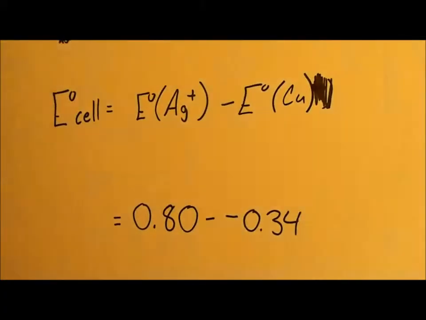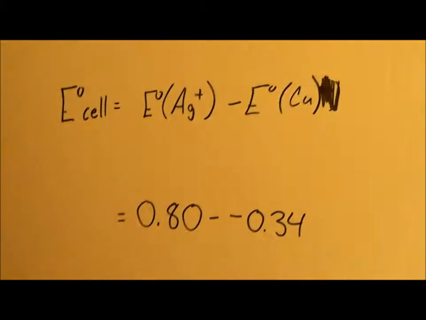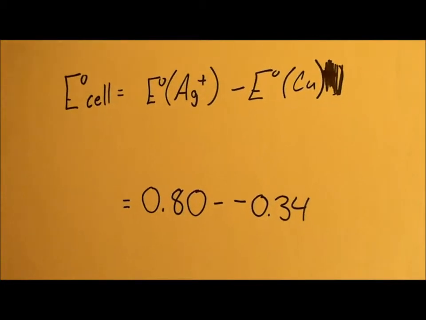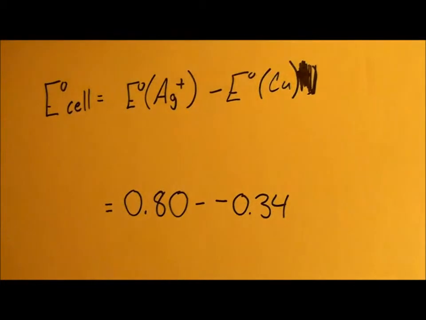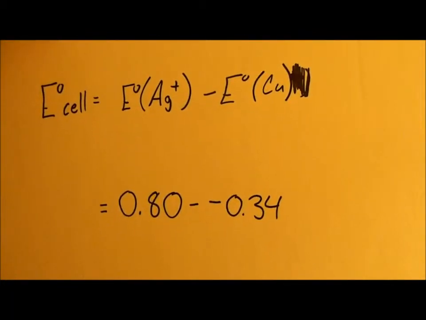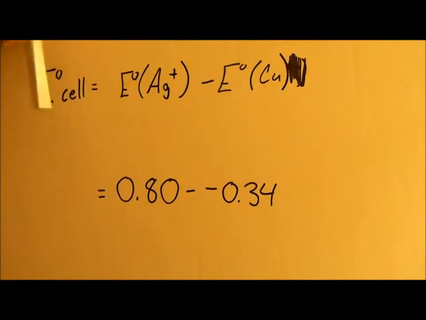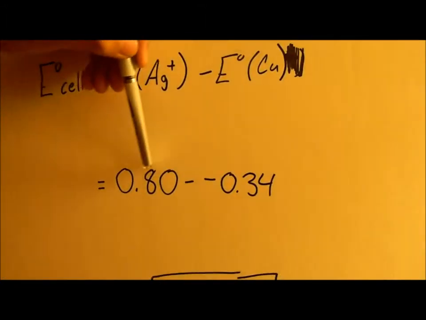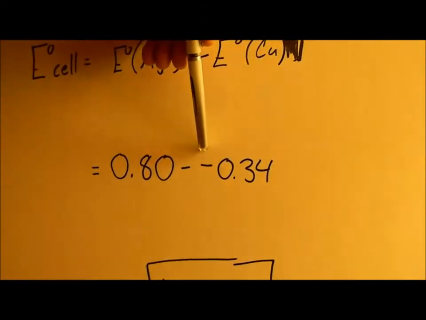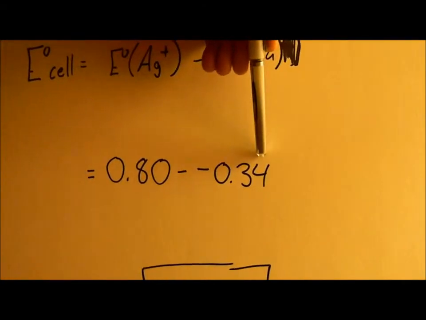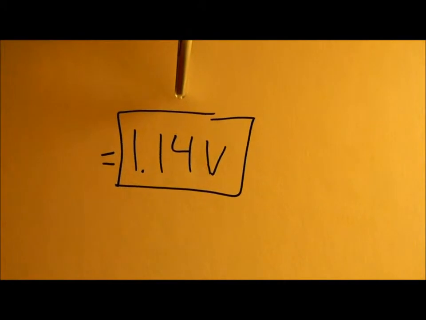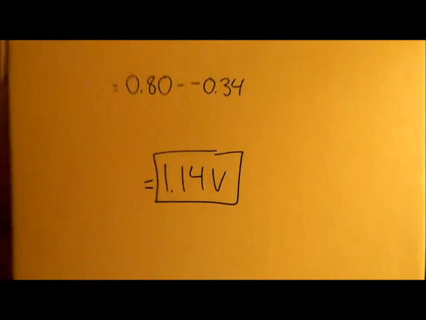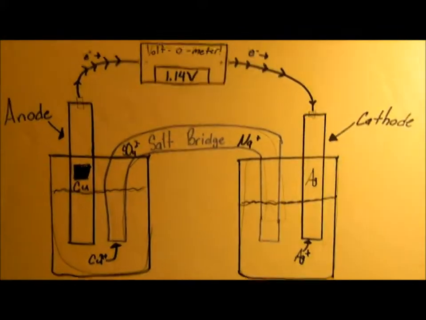And with that said, not only according to the list, but also according to the picture that we had earlier, we were able to determine that silver was the cathode and that copper was the anode. And with the standard reduction potentials listed, we will put that the cell potential equals 0.80 minus negative 0.34, meaning our cell potential is 1.14 volts, which is exactly what our voltmeter in the diagram says.